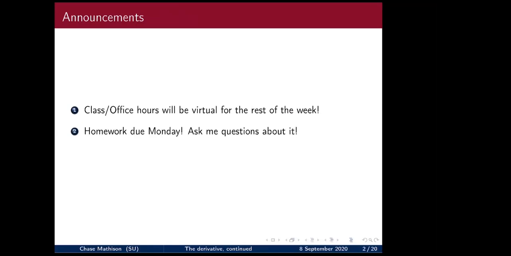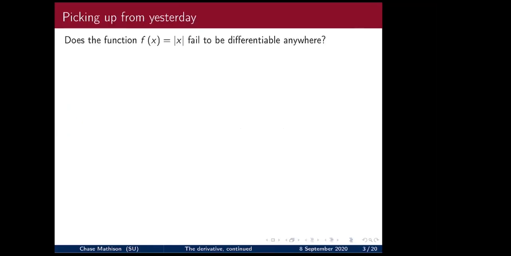Okay, so yesterday we talked a lot about the limit definition of a derivative, and I never really talked about when a function fails to be differentiable. So when you can't take a derivative, or in other words, when that limit that you're looking at defining the derivative doesn't exist. Okay, so let's see, does the function f of x equals the absolute value of x fail to be differentiable anywhere?